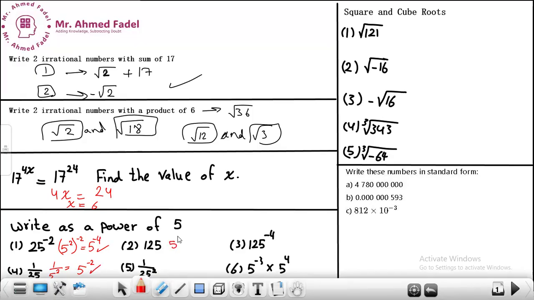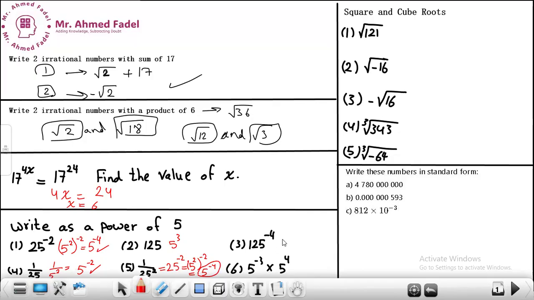125 is just 5 to the power of 3. Next, 1 over 25 to the power of 2. Mister, I know that 1 over 25 to the power of 2 is the same as 25 to the power of negative 2. So it is 5 to the power of 2, and all is to the power of negative 2, which means 5 to the power of negative 4.